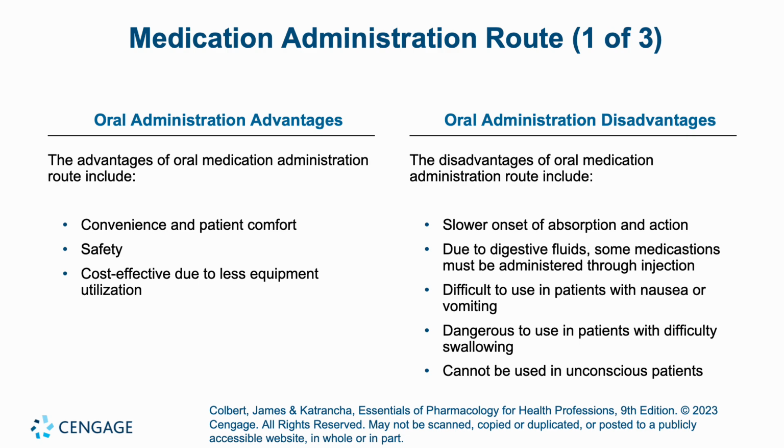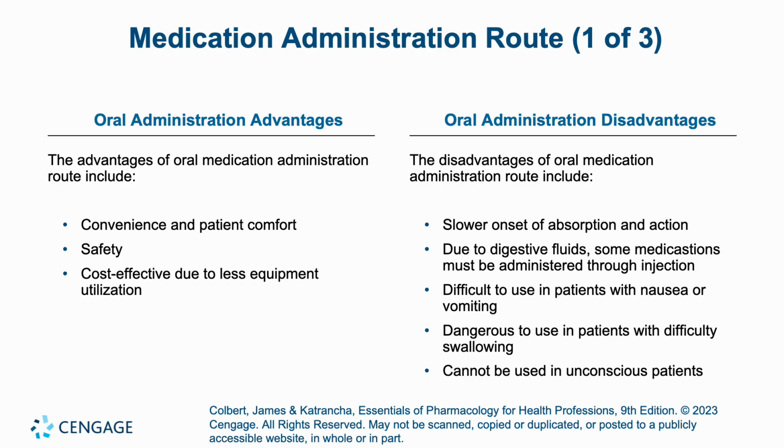So think about if you're giving an IV medication or even an IM into the muscle. You're going to need a syringe. You'll need some sort of needle to draw the medication up. You may need a needle to administer it if it's IM. So all of those supplies and the margin for error in choosing the wrong needle, those types of things, make oral administration more cost effective because you're not using all of that equipment.